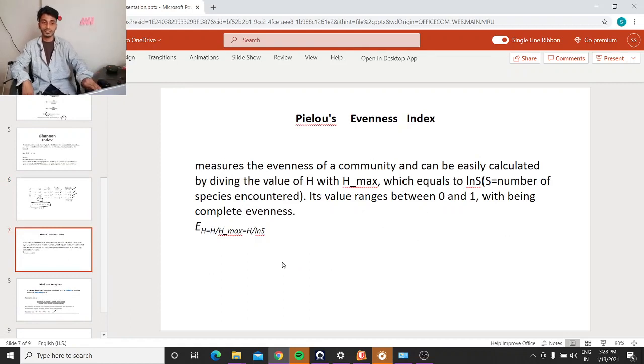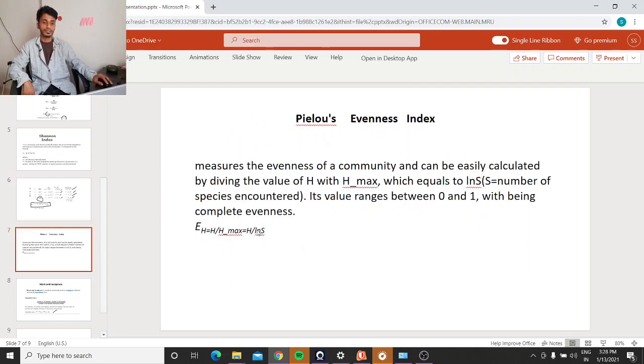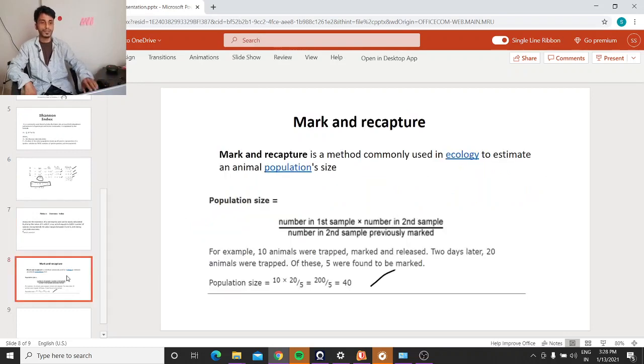So another index is Pielou's evenness index. The formula is EH is equal to H by H max. H we have already calculated here. And H max is the natural log of the number of species present there. From this we can calculate this Pielou's evenness index. It is not that important, but you may know this.